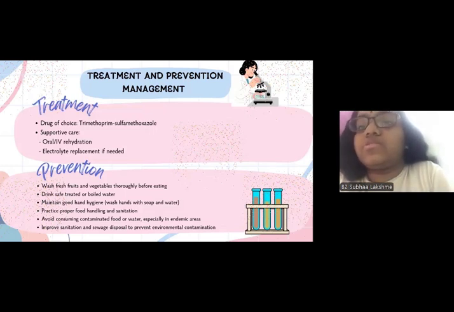Prevention focuses on avoiding contaminated food and water. Fresh fruits and vegetables should be washed thoroughly, and safe or boiled drinking water should be used. Good hand hygiene and food hygiene should always be practiced. Improving sanitation and proper sewage disposal also help reduce the spread of the parasite. That's all from me.